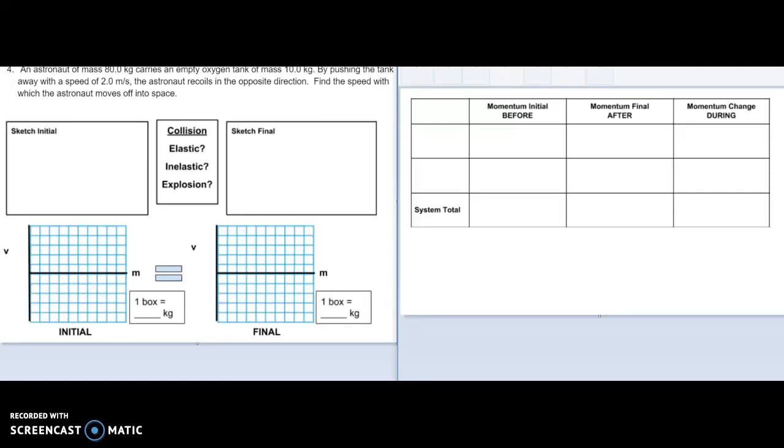Okay, here is number 4 on practice 2, and let's see, why is this not working? Okay, let's see if we can make this work. All right, so here we go.